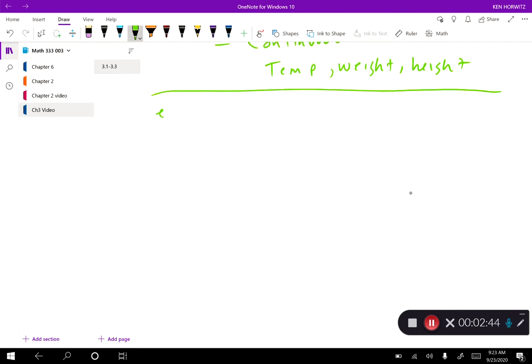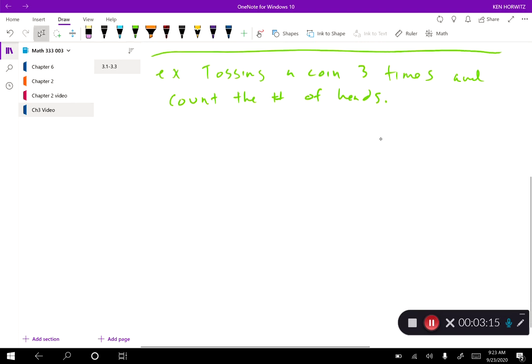So let's give an example of, let's say, tossing a coin 3 times. If we toss a coin 3 times, and let's say we want to count the number of heads, we can quantify that in a couple of different ways. So for example, I can do it by sample space, which we already talked about.